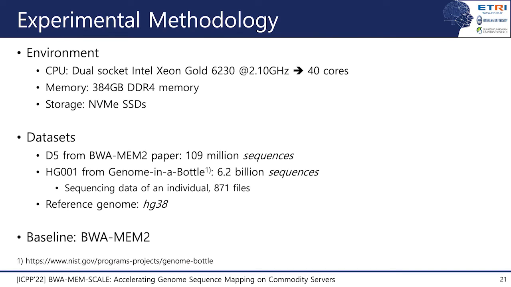For the evaluation, we use a dual socket machine with Intel Xeon CPUs. The memory size is 384 GB, and this is enough to apply all of our acceleration mechanisms. For the dataset, we use a sequence file used by the BWA-MEM-2 paper and a set of sequence files from the Genome in a Bottle Consortium. 871 files of sequencing data represent the sequence data of a human being. For the reference genome, we use HG38. We compare the performance of our implementation to BWA-MEM-2.